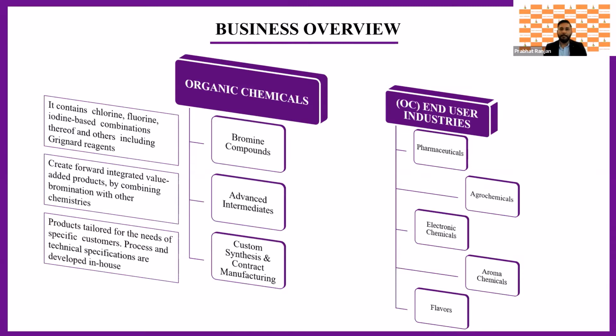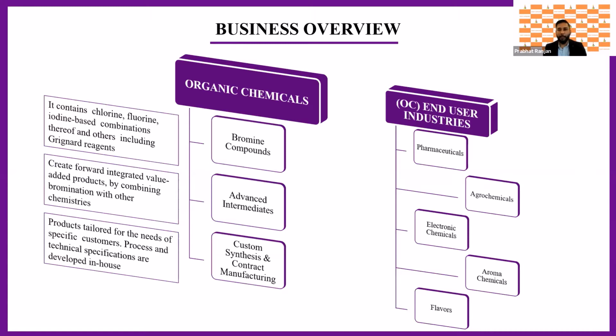And then there come the advanced intermediates, right? For those who don't have a background in pharma or agrochem, the company has certain value chains associated with it. In pharma, one is key ingredients, then advanced intermediates and APIs, then formulations, right? The company is mainly into manufacturing of advanced intermediates, and it creates forward integrated value-added products by combining bromination with other chemistries, right?